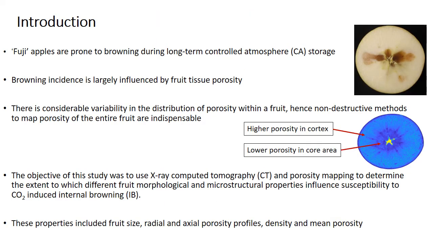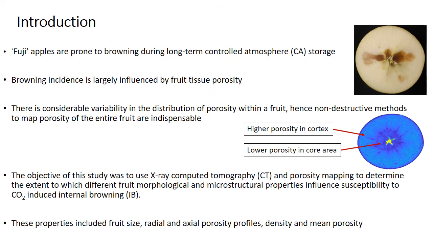Fuji apples are prone to browning during long-term storage. Browning incidence is largely influenced by the fruit tissue porosity. However, there is considerable variability in the distribution of porosity within a fruit. Hence, non-destructive methods to map porosity of the entire fruit are indispensable. Fruit tissue porosity is normally higher in the cortex region and lower in the core region of the fruit.